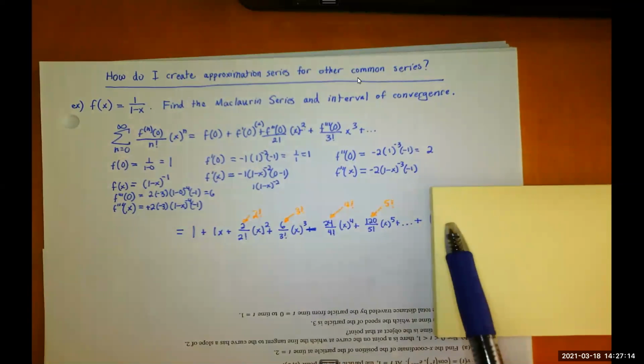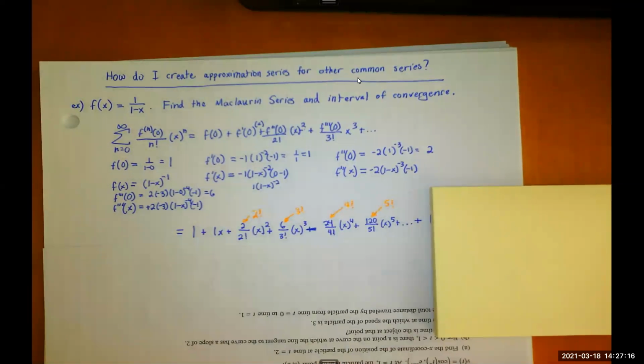And what I'd like you to do while you're writing this down is write in what you think a formula for the nth term would be. Quick pause.